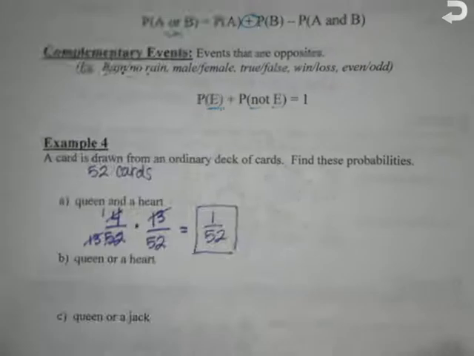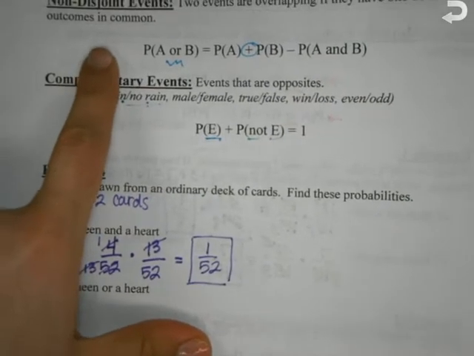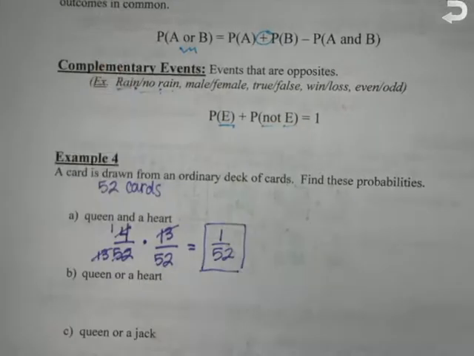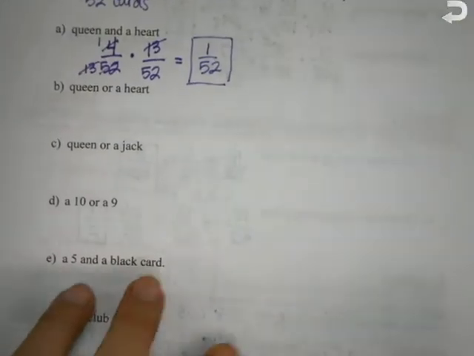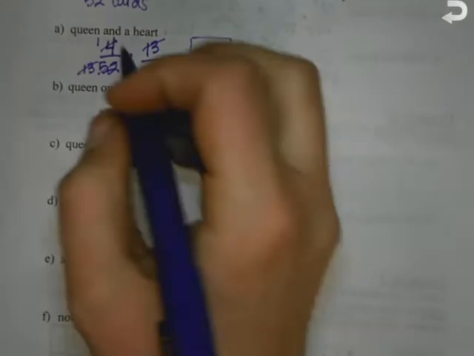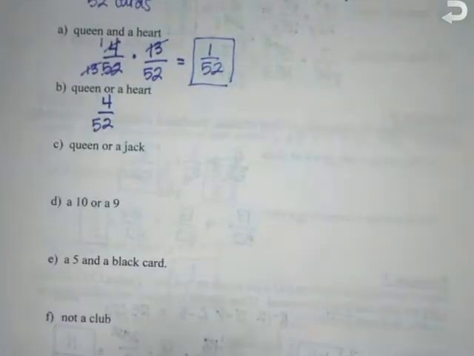Does that make sense? Okay, so what's the probability of drawing a queen? 4 out of 52, right? Okay, plus, because it's an or, what's the probability of drawing a heart? 13 out of 52.